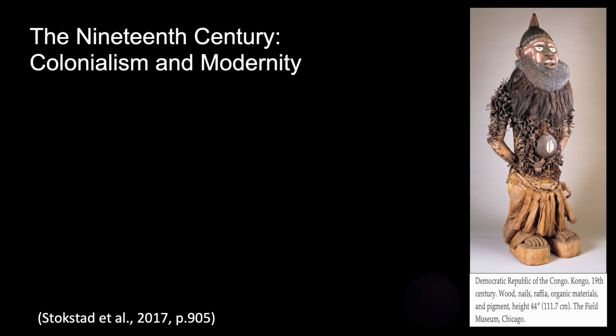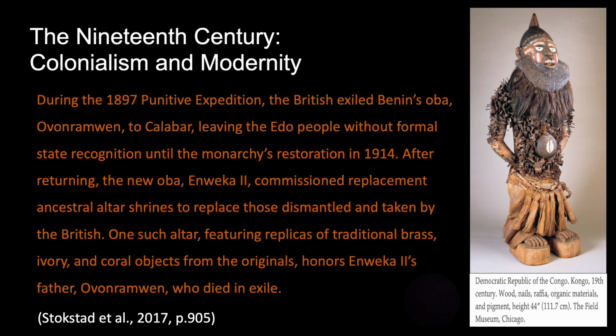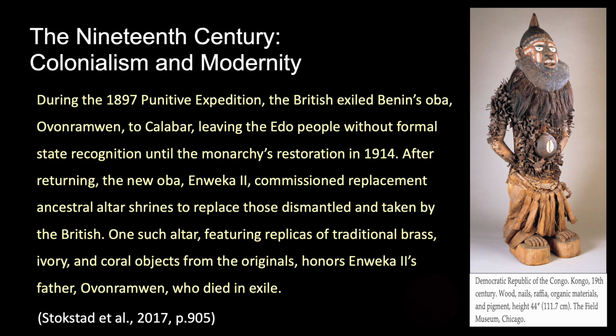In the 1897 punitive expedition, the British exiled Benin's Oba Ovonramwen, leaving the Edo people without official recognition until the monarchy was restored in 1914. Upon his return, Oba Eweka II commissioned new ancestral altars replicating traditional brass, ivory, and coral objects to replace those taken by the British, including one honoring his father, Ovonramwen, who died in exile.